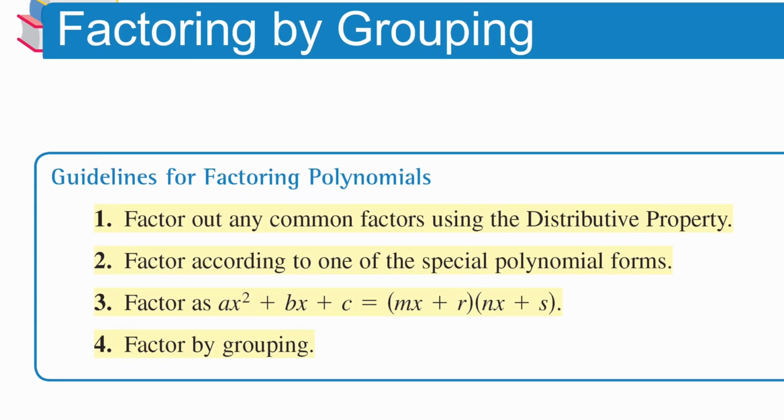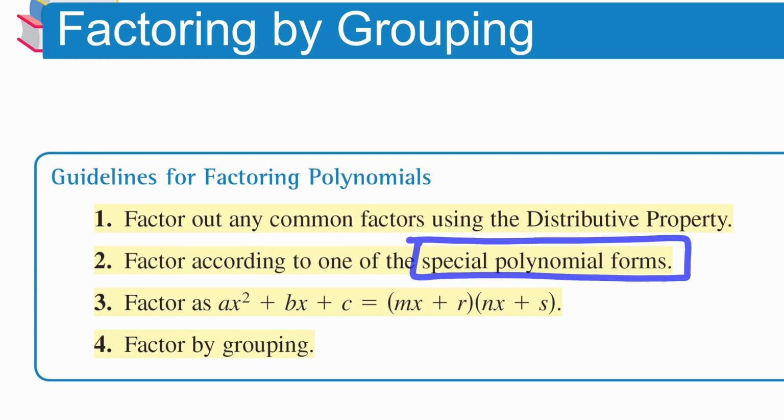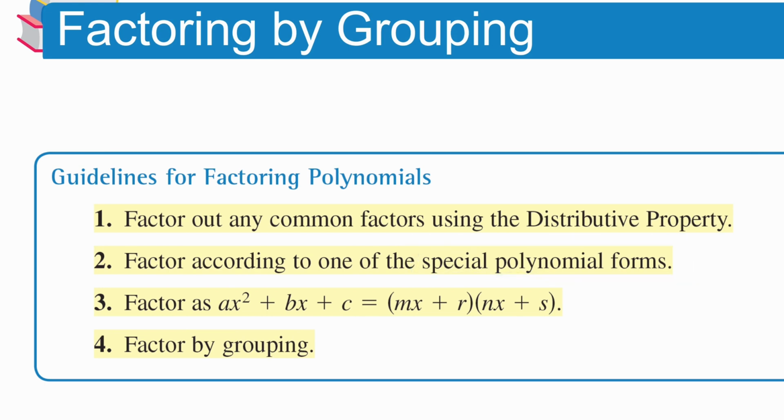Now, our basic properties for factoring all polynomials, not just factoring by grouping: the first thing we're going to want to try is the easiest, and that's to factor out any common factors using our distributive property. So if you notice common factors, you're going to want to try that. Our second step is to look at our formula card and look at the special polynomial forms to see if any of those match. So that's step 2 when you're factoring.